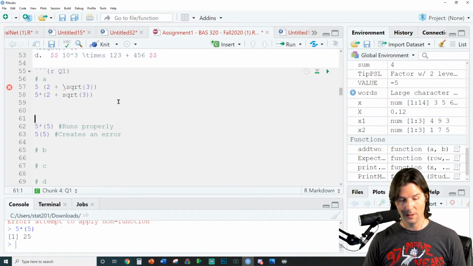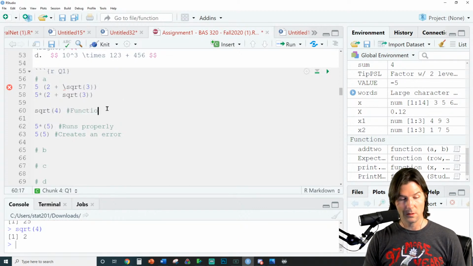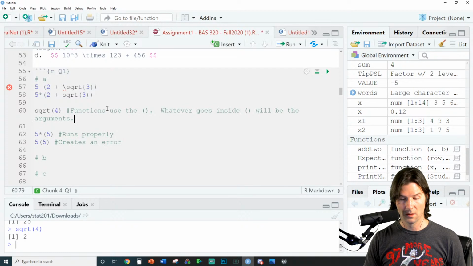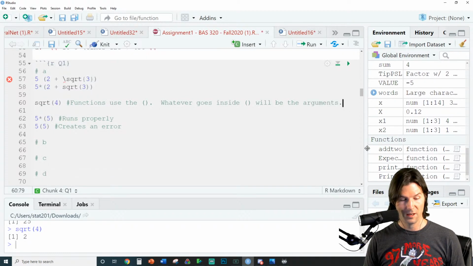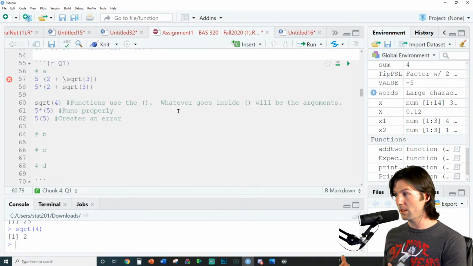Now here's a really big thing to know in R, so keep paying attention. Square root is a function that square roots something for you. Functions use the parentheses like this. Whatever goes inside the parentheses will be the arguments.